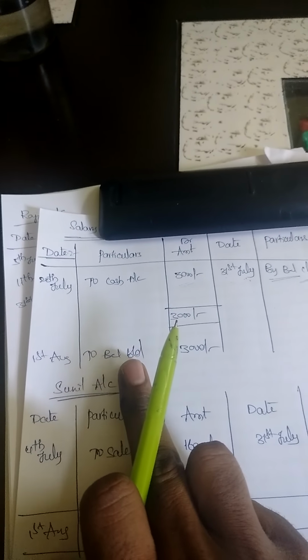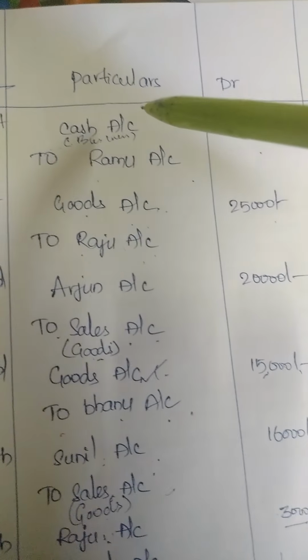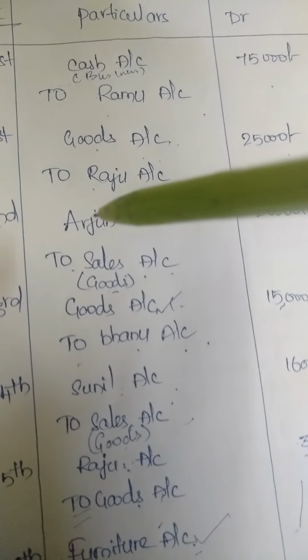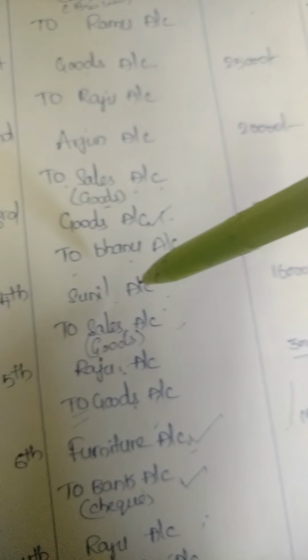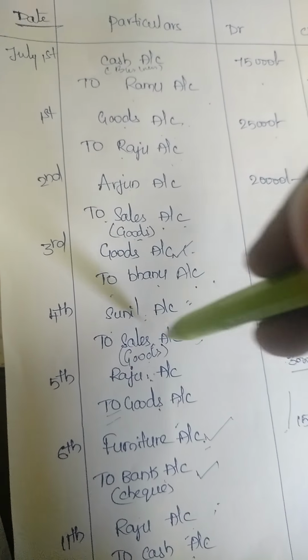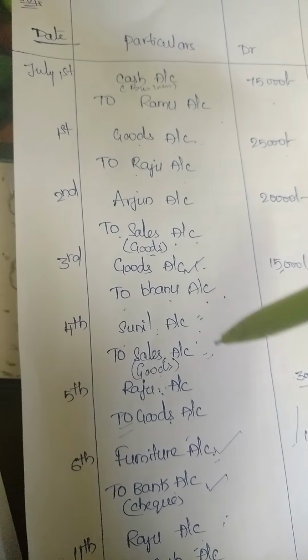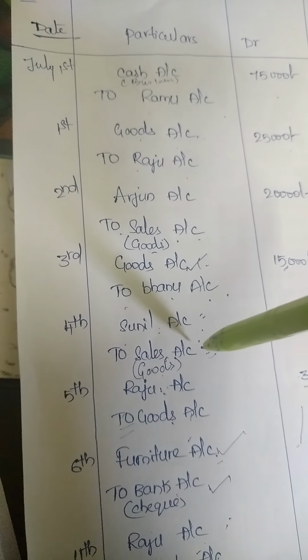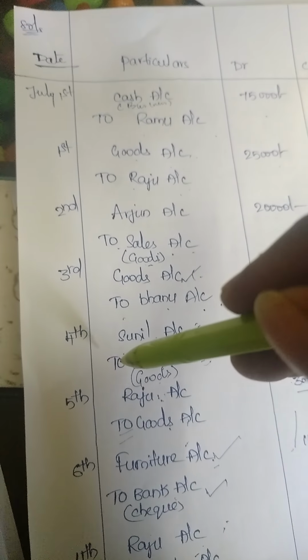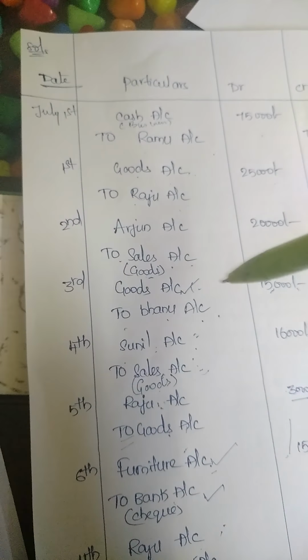Next one is the Sunil account. How many transactions do we have with the Sunil account? Cash account, goods account, Arjun account, goods, Sunil account. We have the Sunil account on 4th July. What is the transaction we have? To sales. We can write to sales, or to goods, but in the main transaction they gave, sold goods to Sunil. That is the reason we write this as to sales. So to sales we have to write, the amount is 16,000 rupees, and we check any transaction we have with to Sunil.